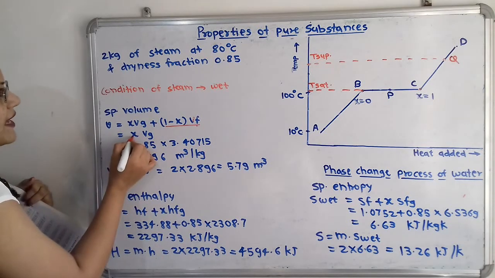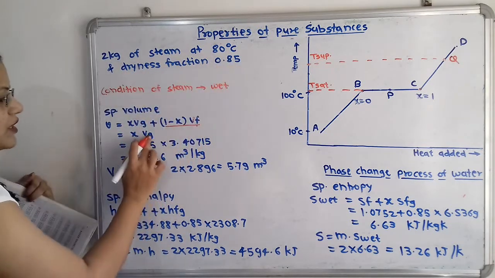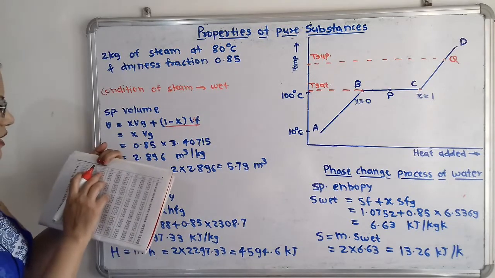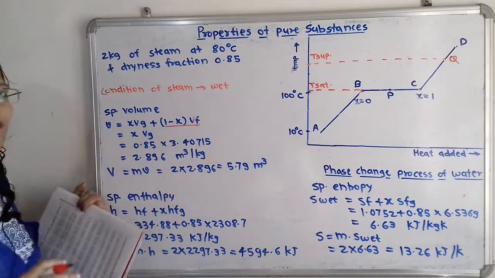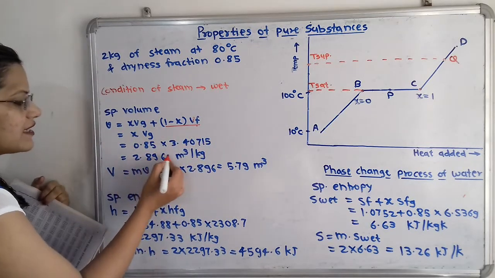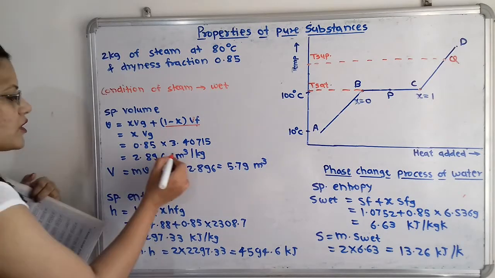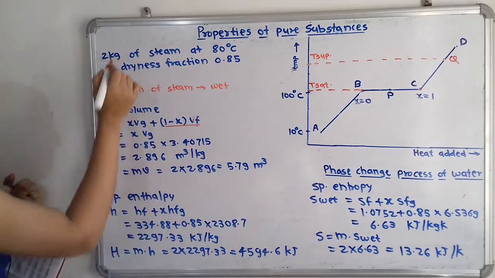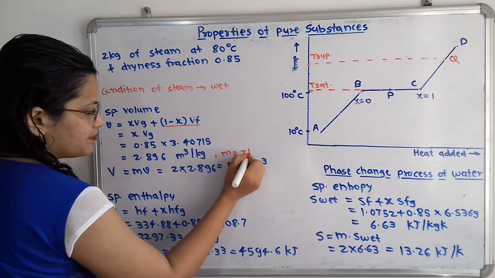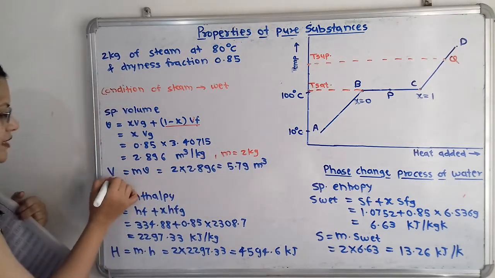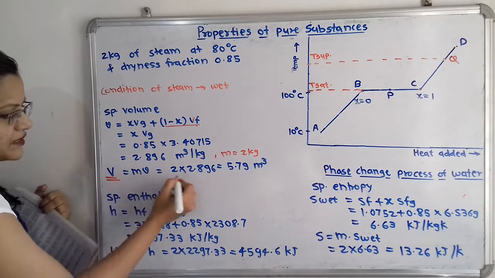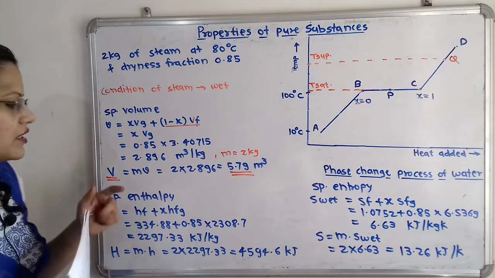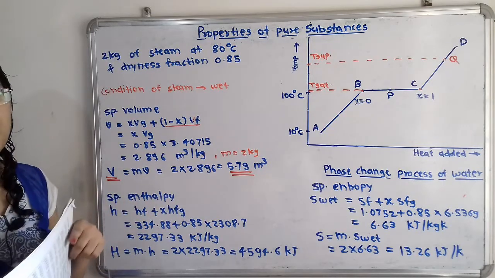For this formula x is known, that is dryness fraction 0.85, and Vg for 80 degrees Celsius is given as 3.40715. When we calculate, we get 2.896 meter cube per kilogram. What is the total volume? This is the specific volume for 1 kilogram, but m is equal to 2 kilogram. Therefore the total volume is m into specific volume, and the answer is 5.79 meter cube.